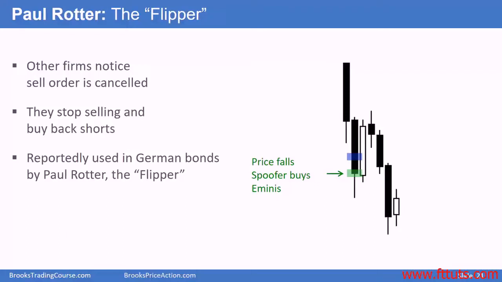Now, this supposedly was the method used by Paul Rotter, who traded German bonds. He also traded Forex contracts, and he got the nickname of the Flipper. And for a while there, he was making supposedly $60 million a year doing this.